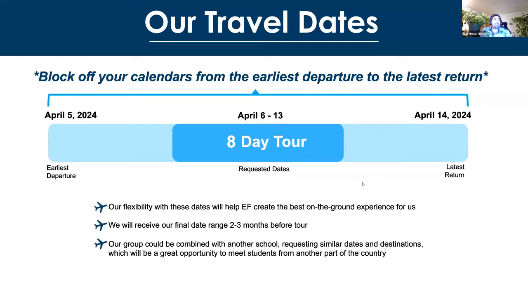So our travel dates, block off your calendars from the earliest departure to the latest return. This is like the window we could travel in. They usually give us a day or two on each end. I've never had the issue though, where it hasn't fit right on spring break before. So either we leave the Friday evening or night when spring break starts, or Saturday, and then we get back on the Saturday or Sunday before spring break ends. By giving them a little bit of flexibility in our tour, it just allows us to get better flights, better hotels, all of those things, make it a smoother trip over.